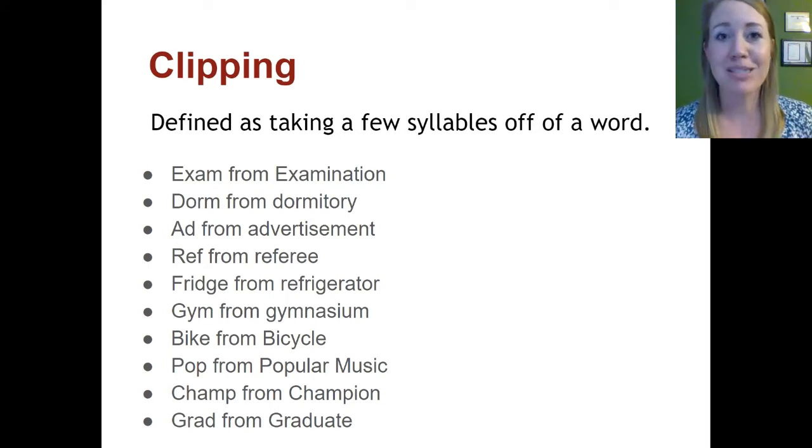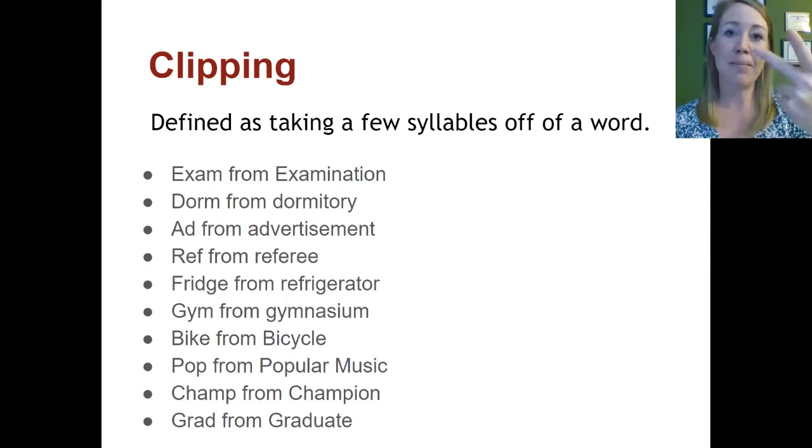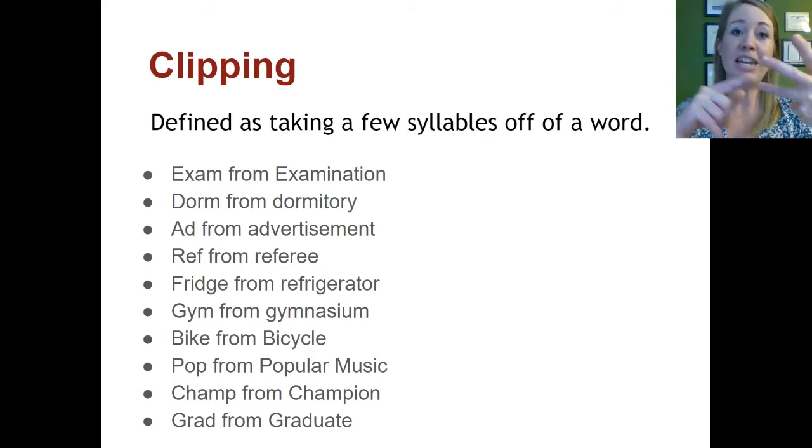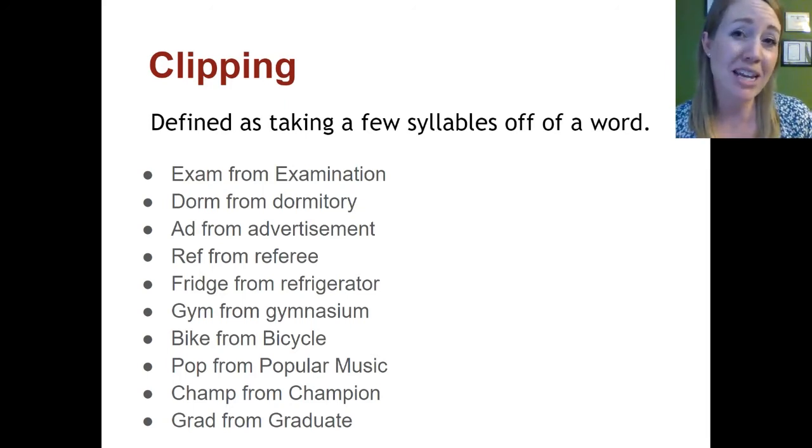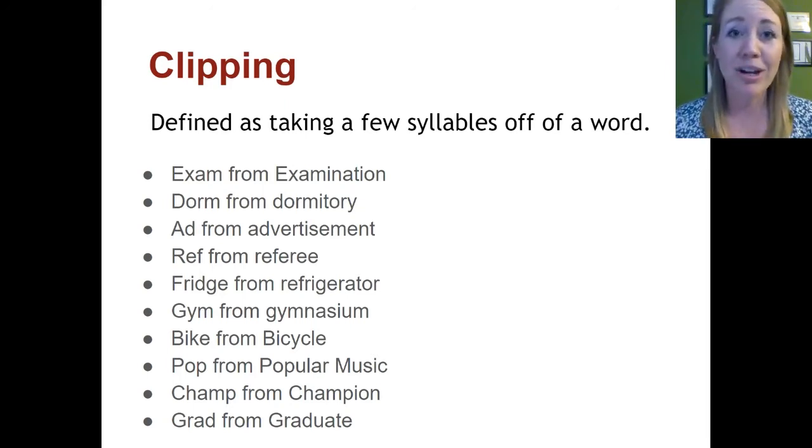And you're all familiar with syllables because we've looked at them in a couple lectures. But we get from examination, we get exam, right? So we took off mination. So we're more efficient. One reason we clip is because we want to be efficient. And this is efficient if we can still communicate the same meaning by taking off several syllables, we're going to clip it down.